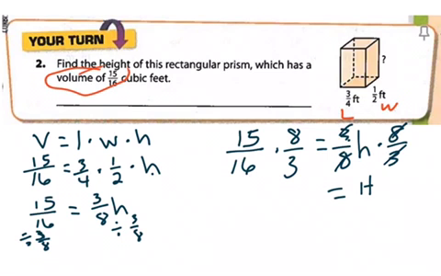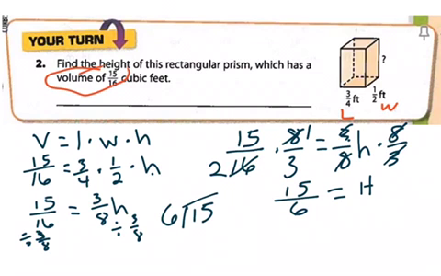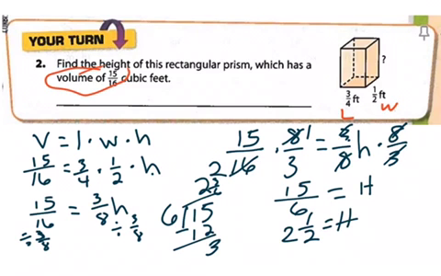So if I were you, the first thing that I would do is cross simplify. 8 goes into 8 once, 8 goes into 16 twice, right? So 15 times 1 is 15, 2 times 3 is 6. So what I need to do now is simplify. So 15/6, I'm going to take 15 and divide it by 6. 6 goes into 15 twice, 2 times 6 is 12, I subtract, I get 3. So I have 2 and 3/6, which is the same thing as 2 and 1/2. When I simplify, my answer is going to be 2 and 1/2 feet for my height.